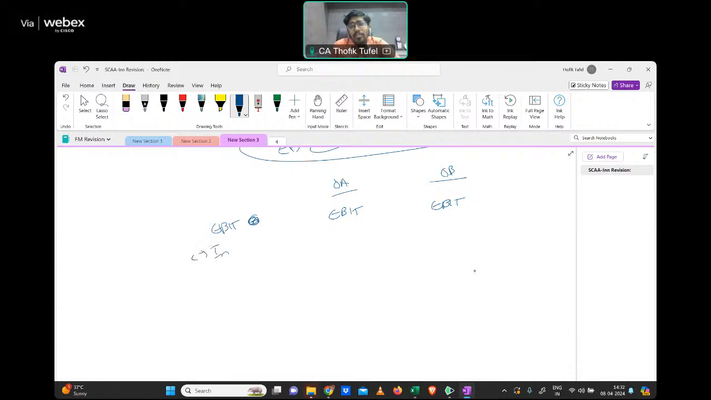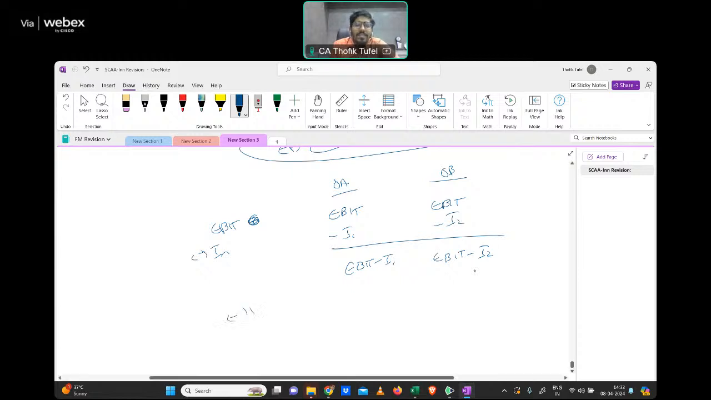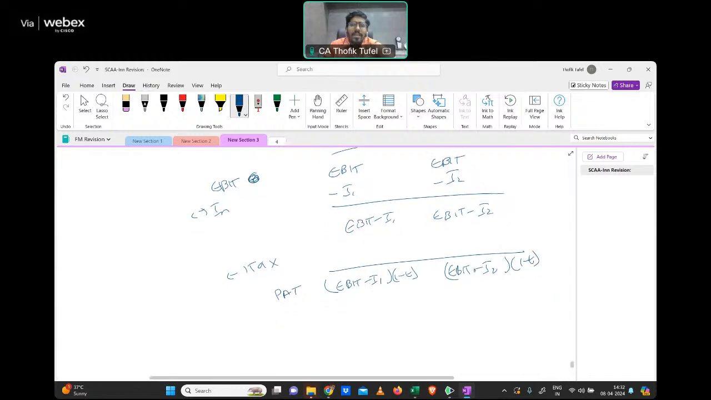EBIT minus interest. Interest will be different, so it is EBIT minus I1 and EBIT minus I2. Then you will be reducing taxes. Once you reduce taxes, you get profit after taxes. Profit after taxes is EBIT minus I1 into 1 minus T, correct. And here it is EBIT minus I2 into 1 minus T.